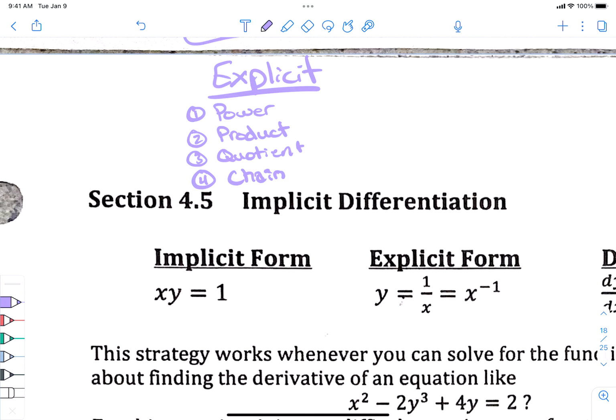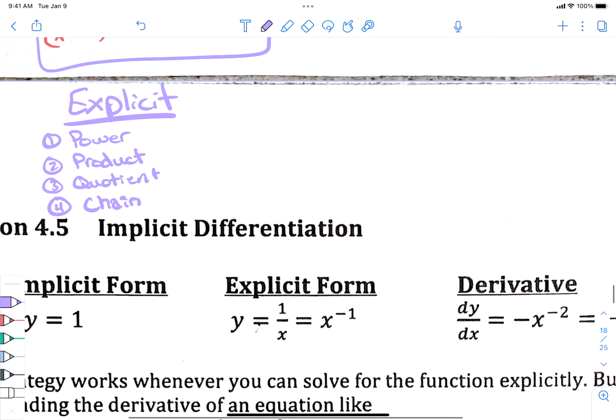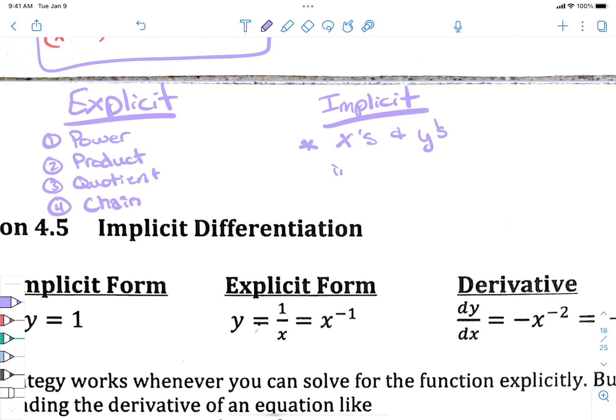There's a difference between explicit and implicit. Implicit over here, and the easiest way that I can use to describe implicit, it's not any more rules. We don't have any additional rules. We're using the same rules as before. But in implicit differentiation, you have x's and y's that are intermixed. So let me show you how this works.